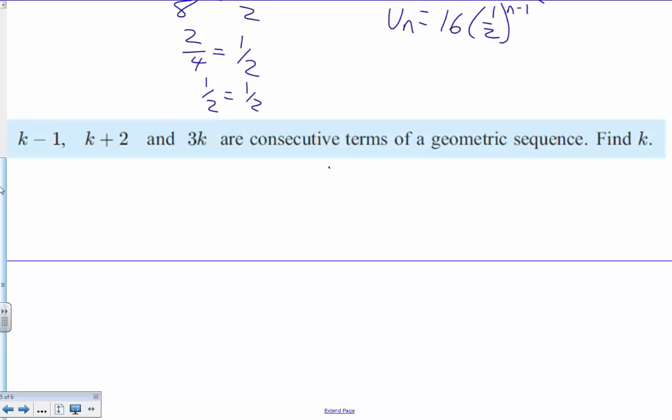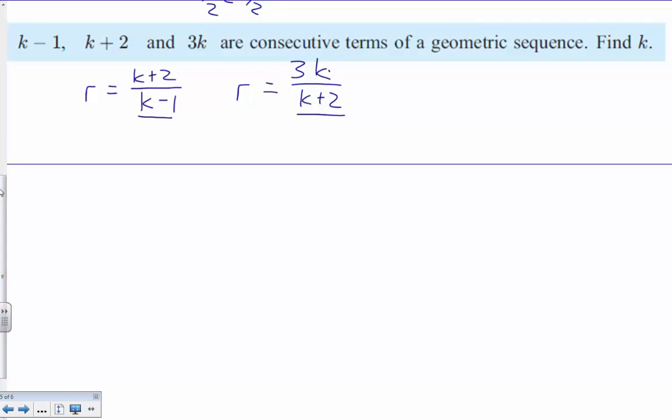So now, they give us k minus 1, k plus 2, and 3k are consecutive terms in a geometric sequence. Find k. So what this means is r is equal to (k plus 2) divided by (k minus 1). r is also equal to 3k divided by (k plus 2). Because they are consecutive terms in the sequence, that is one of the things we know. But we have to solve for k. Well, r is equal to this, and r is equal to this. We'll make them equal to each other. So that means (k plus 2) over (k minus 1) equals 3k over (k plus 2).